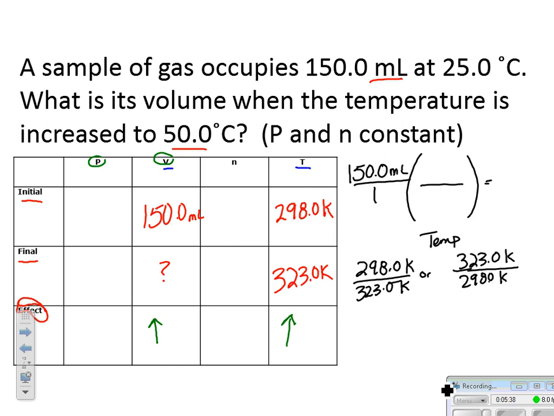And if you consider that this fraction is a fraction that is less than 1, if we multiply 150 by a fraction that is less than 1, we know that that's going to make that number go down. This fraction 323 over 298 is a fraction that is greater than 1. So we know if we multiply 150 by that, it's going to get bigger. So that is the fraction that we will use. 323.0 Kelvin over the 298.0 Kelvin. And in doing that, our units Kelvin will cancel out, and we keep our unit milliliter.